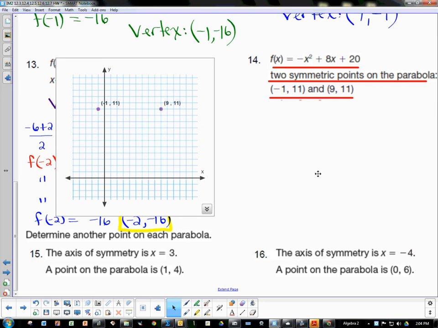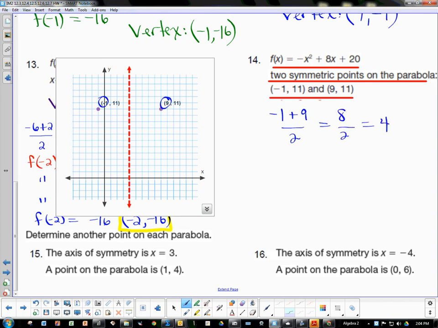And there it is. Your axis of symmetry is going to be directly in between, and you don't even really have to draw it. Remember, we're going to add these two together. So this will be negative 1 plus 9, all divided by 2. That happens to be 8 over 2, and that is 4. All right, so we're going to find this vertex.